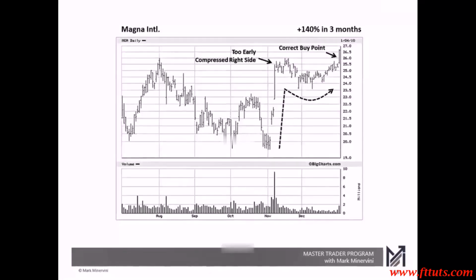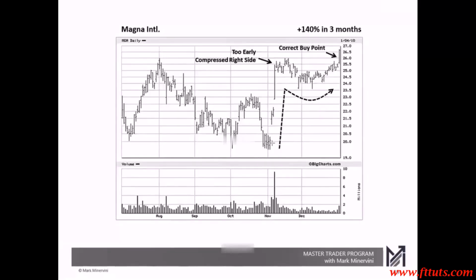So again, we looked at MGA before, and you see the correct buy point is on the right side right here. See, that's the right price, right? Not the lowest price. That's the right price. And we don't know, you could say, well, what if I bought it down here?